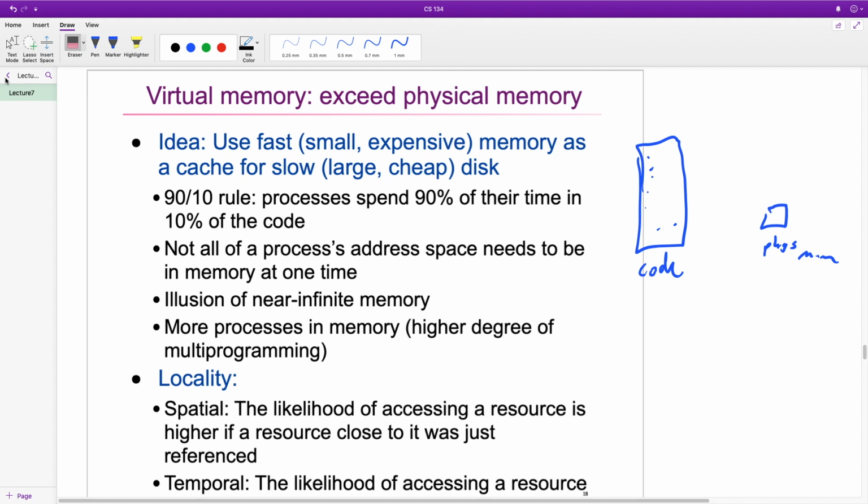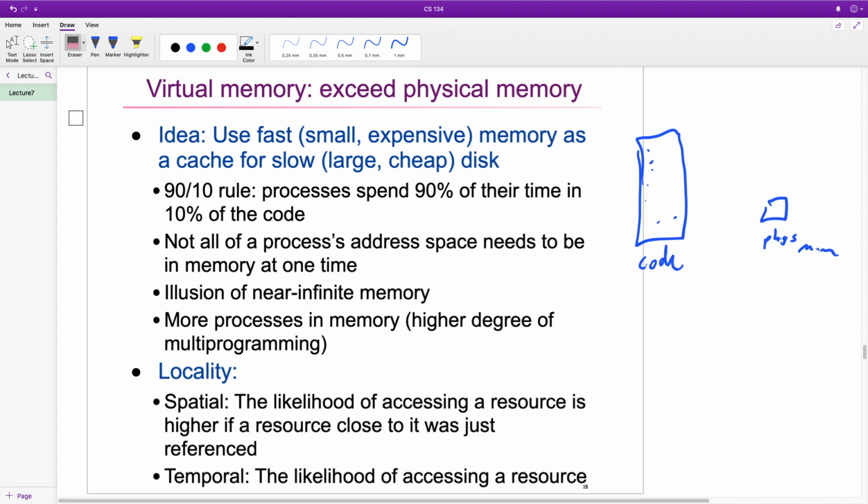And then temporal, the likelihood of accessing a resource. Let's put some more words there that I believe got chopped off. So what might be good here? Gary, what would temporal locality be? It would just be like things that were accessed recently. Yeah, the likelihood of accessing a resource is higher if the resource was accessed recently.